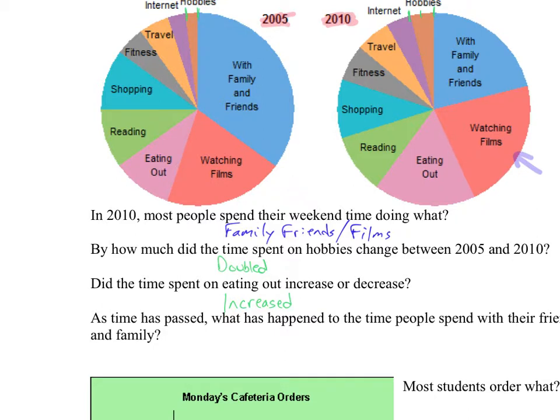As time has passed, what happened to the time people spent with their friends and family? Decreased. Yep. As we're initially looking at 2005, it's almost a third, maybe a little over a third. Now we're at a little less than a quarter of the time. So decreased. All right, those top couple of pie charts, we good on those? Yep. Or circle graphs, if you want to call them that.